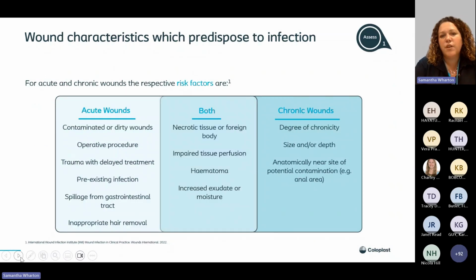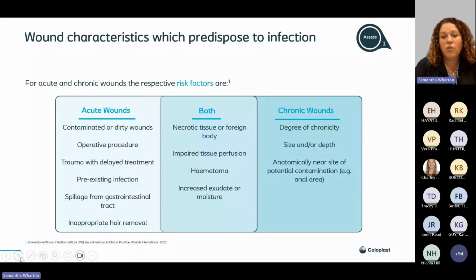Wound characteristics can also predispose you to infection. So again, this is a good chart to show what makes certain wounds more susceptible to wound infection. When you're looking at those acute wounds, those contaminated or dirty wounds are going to be much more susceptible to wound infection. When I was working in community, I often had patients with skin tears on the side of their legs caused by commodes. Well, that's going to be quite a contaminated vehicle to put bacteria within that wound. So straight away, you need to be thinking, do I need to be more vigilant to look for those local signs of infection?